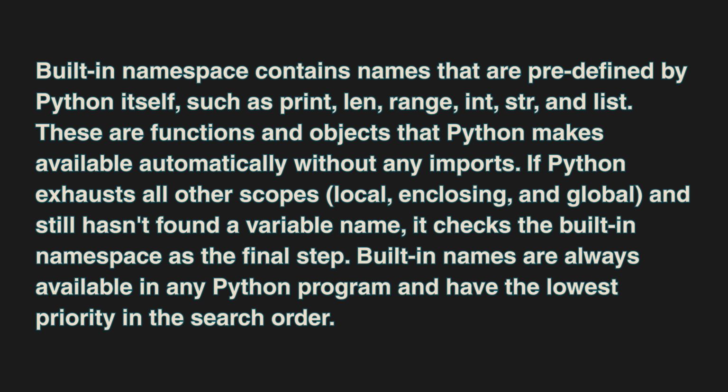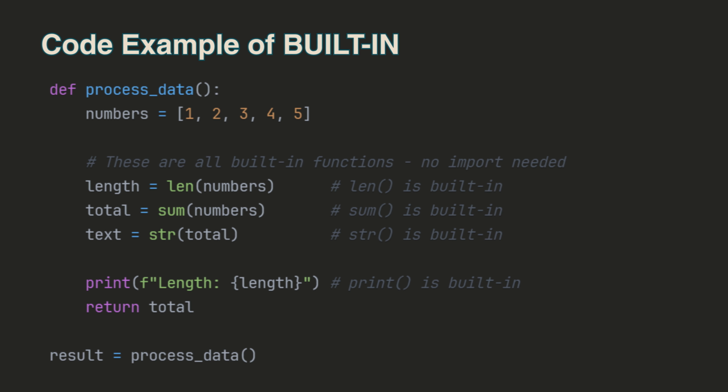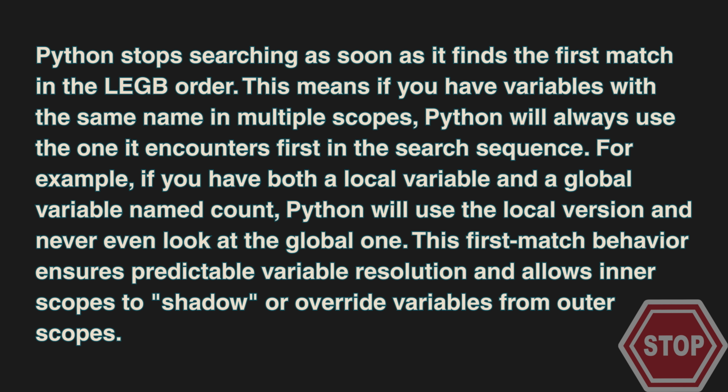And finally, built-in. As a last resort, Python checks if it's a built-in name that comes with Python itself, like print, len, or range. Python stops searching as soon as it finds the first match. This means a local variable will always override a global variable with the same name within that function.